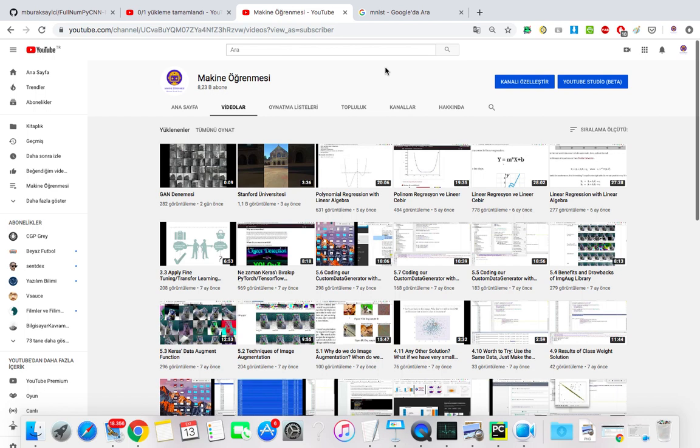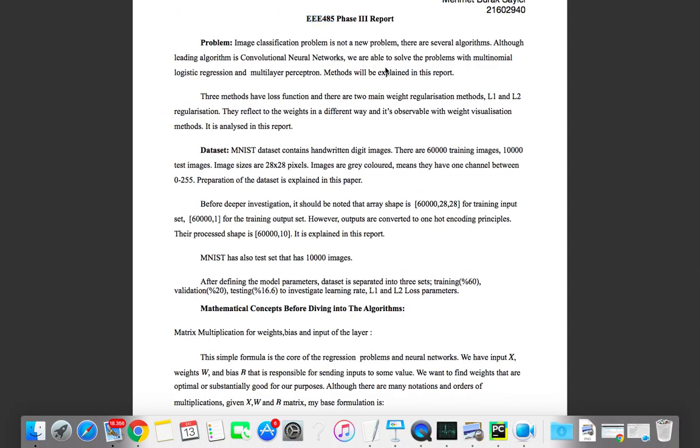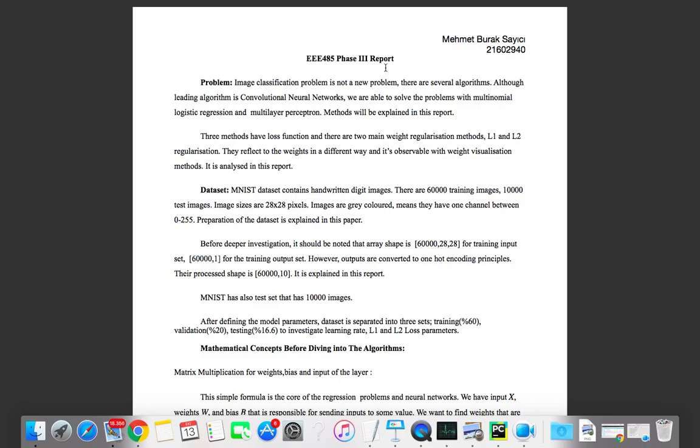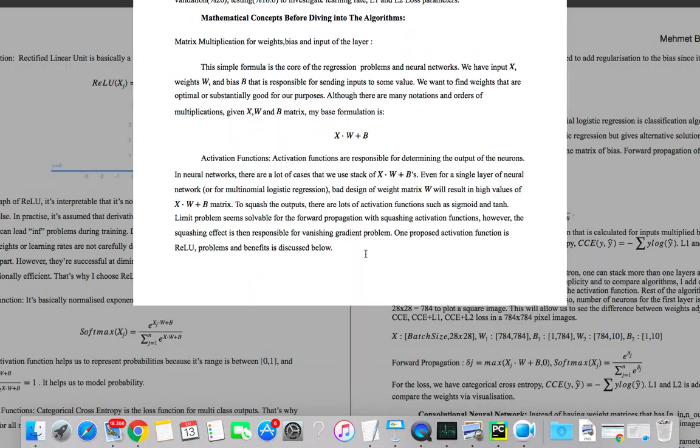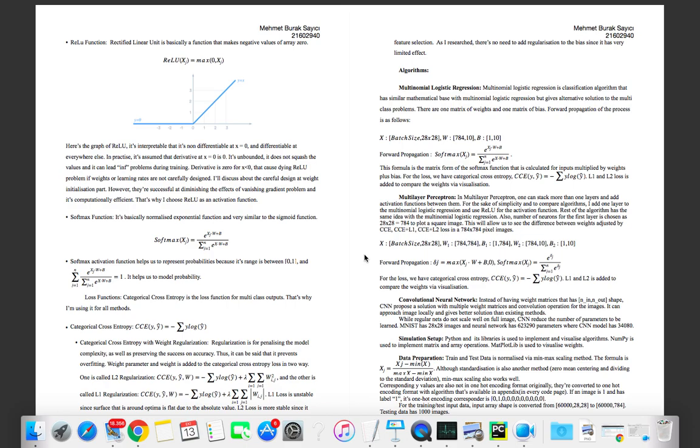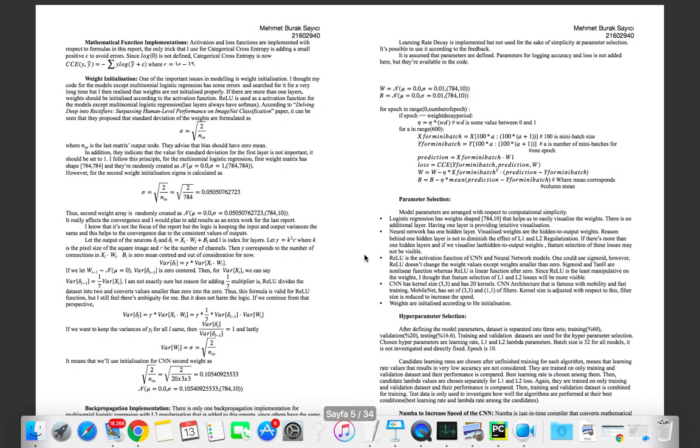Hi everyone, I'm Burak from Turkey, from Bilkent University, and in this series, we will be coding logistic regression, neural networks, and convolutional neural networks with only NumPy to understand the theory and the practice of these algorithms. And this is actually my project in a Bilkent University course, and it's very good for me to introduce you to documentation about these algorithms and about the mathematical background of these concepts.